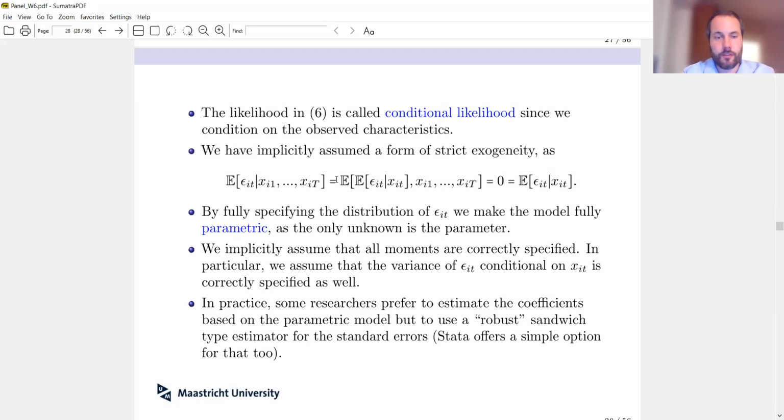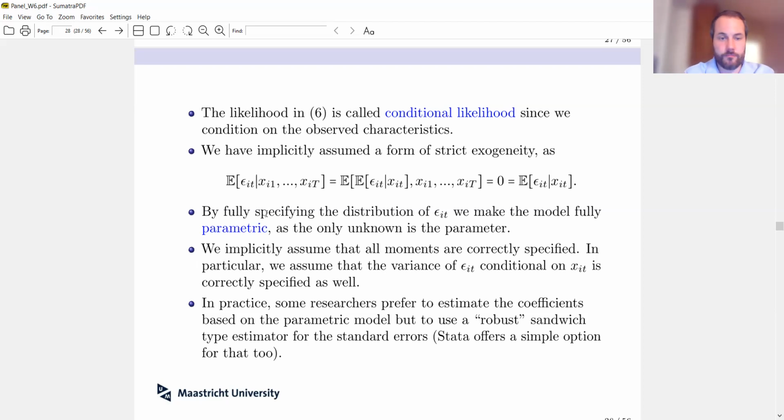And notice also that we really make super strong assumptions here. We really assume that we know the distribution of epsilon_it. In that case, we call this model fully parametric, because the only thing that we don't know is the parameter itself. Later on, in the next lecture, we will look at what we call semi-parametric models, because there will be an unobserved effect. We will not necessarily know the distribution. Then it's not just the parameter itself that is unknown, but some aspect of the distribution itself is also unknown. Then we say it's non-parametric or semi-parametric.